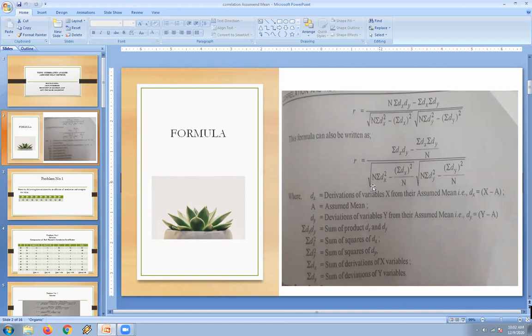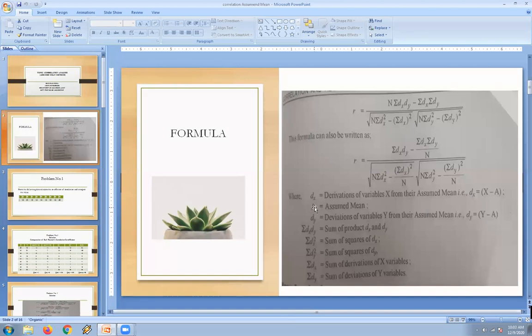Any one formula you can adopt for the calculation of correlation in the assumed mean method: root of n sigma dx square minus sigma dx whole square divided by n. It is not the square root of the overall n, it is only for the numerator value, sigma dx whole square divided by n. Again, root of n sigma dy square minus sigma dy whole square divided by n. So we have very clearly written what the denotations are here.